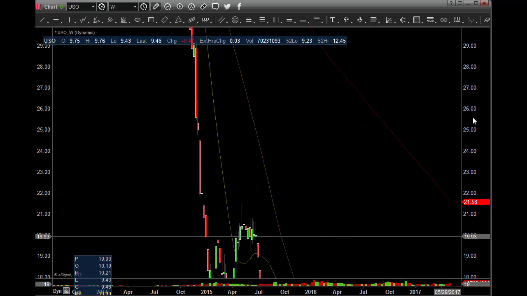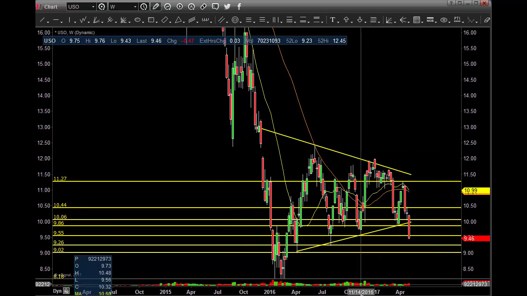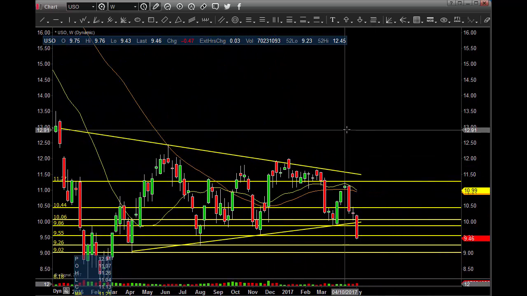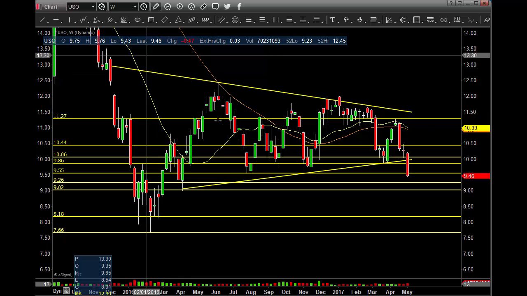Weekly chart. Let's open this up a little bit more. It's pretty much the same thing, guys. Let's go back. Listen, same thing. Chop, chop, chop. Here's your big trend line, cracking through. This is the weekly chart, though.